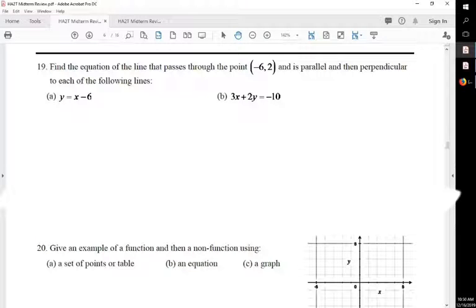Now, number 19 talks about parallel and perpendicular lines. Now, what you need to know about parallel lines is that a parallel slope is the same. A perpendicular slope is opposite and reciprocal.